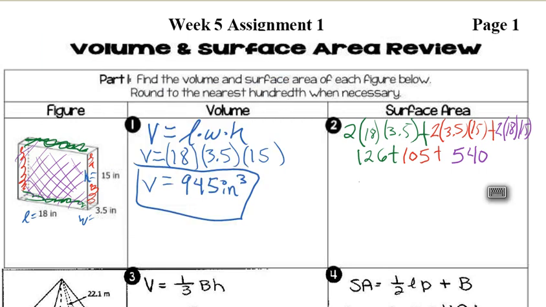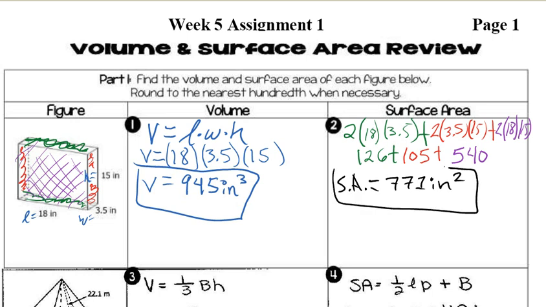So your surface area here, right, San Antonio, is equal to 771, and it's in inches squared. That is how you do number 2. Too easy, right? Hopefully the colors help you out.